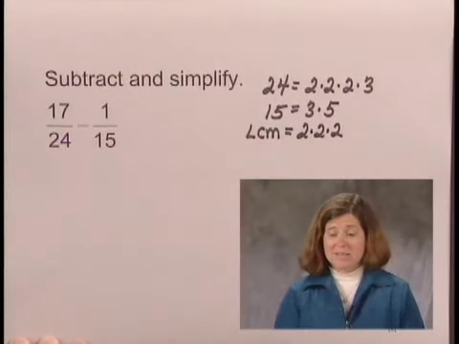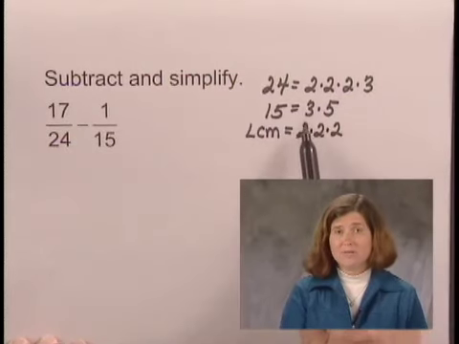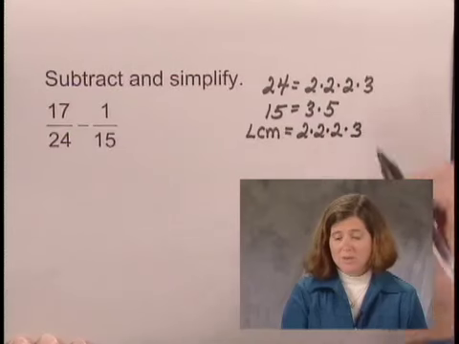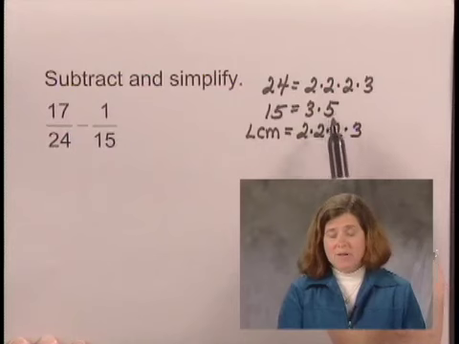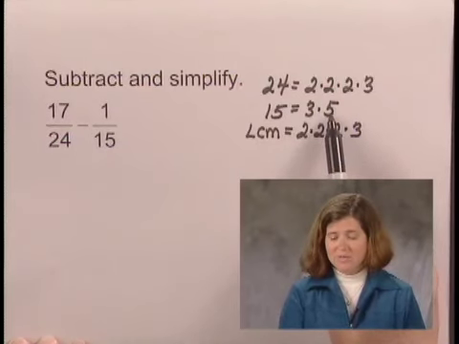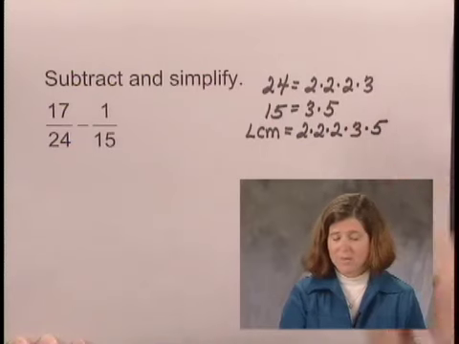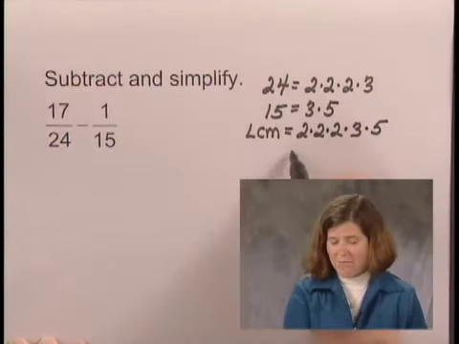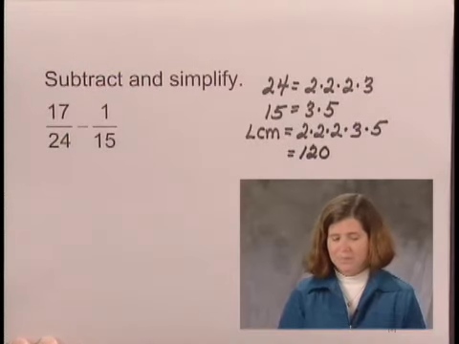The next prime we see is 3. There is 1 factor of 3 in 24, 1 factor of 3 in 15. The least common multiple will then need 1 factor of 3. The other prime number that we see is 5. There is 1 factor of 5 in 15 and none in 24, so we need 1 factor of 5. And that is the least common multiple. Multiplying that out, we have that the least common multiple is 120.